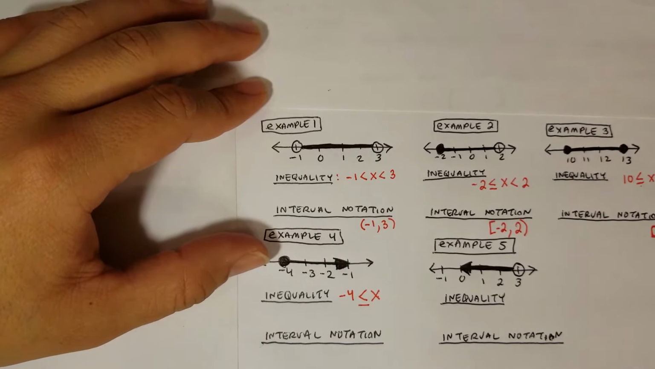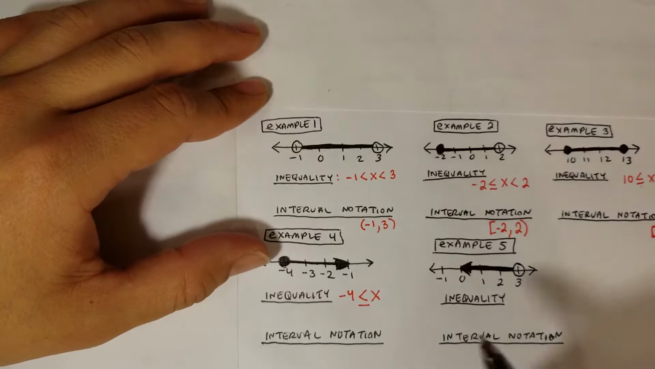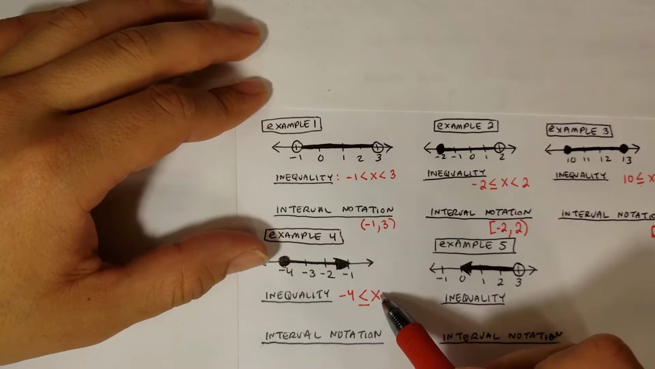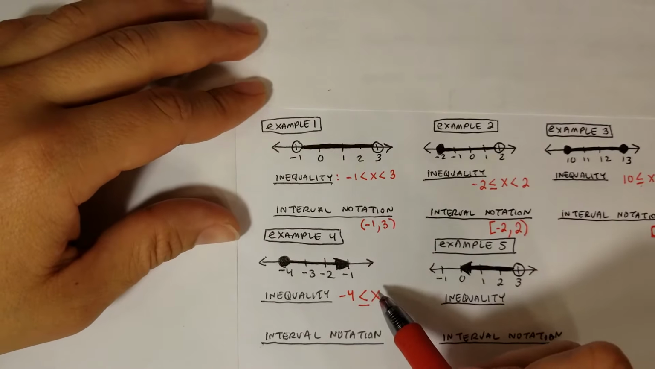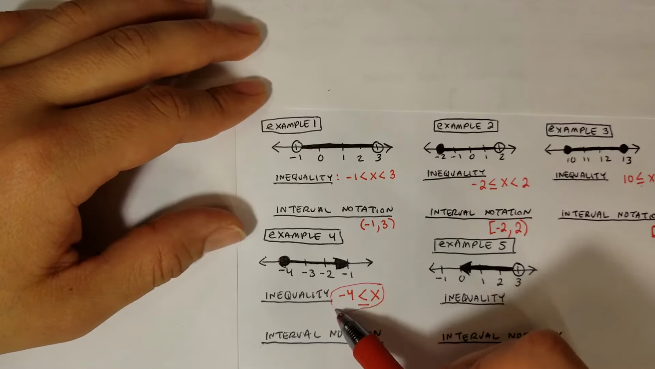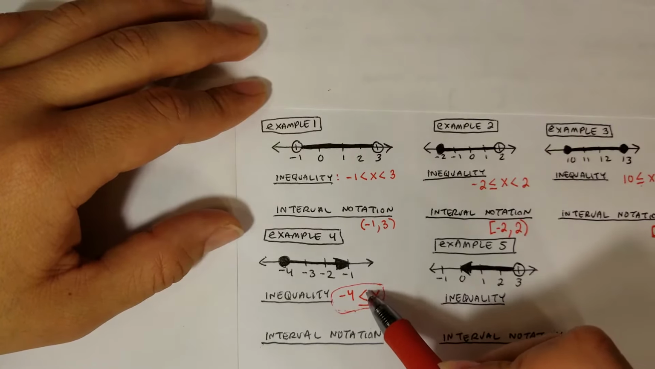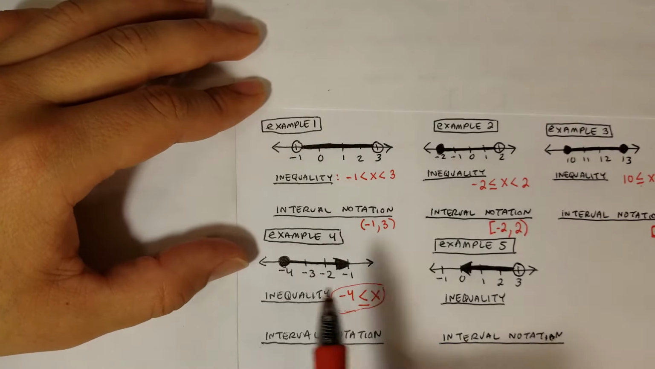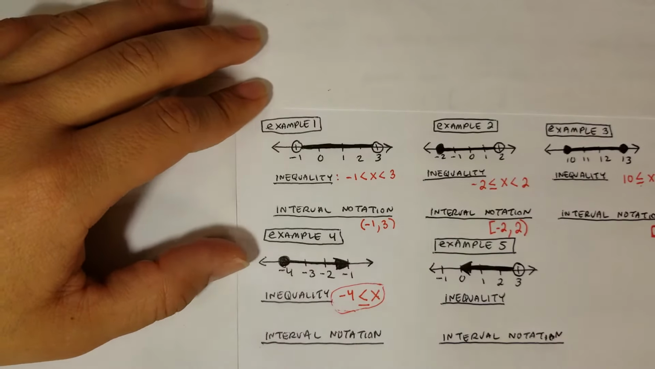I probably told you this in one of the other lessons. Whenever the little alligator is eating the x, that means we're pointing to the right. Since we're pointing to the right, it should be eating the variable, the x. So that means x is bigger than or equal to -4. So all the numbers that are bigger than or equal to -4 will work.